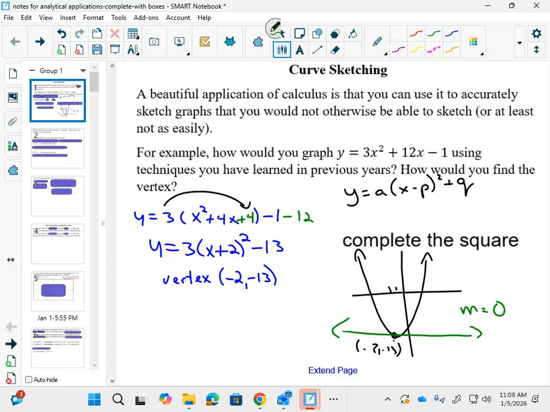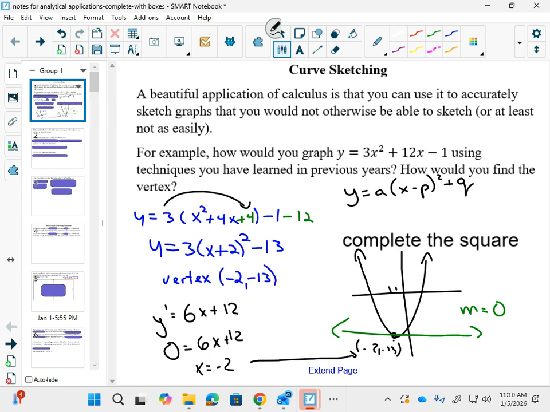How hard of a derivative is this one? That's about as easy as they get, right? If I did the derivative there, I would get 6x plus 12. If I wanted to find the moment it was flat, I would put 0 in for my slope. Now my question is, how hard is that to solve? That x has to be -2.